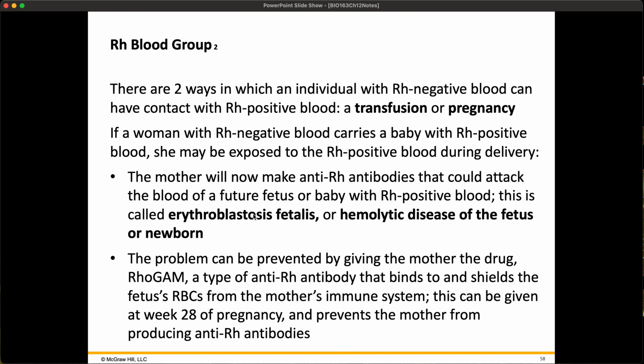Erythroblastosis fetalis. I've not heard that before, but hemolytic disease of the fetus or newborn is a more common name that you hear. They can be prevented. They give an injection called RhoGAM. So if the mother is Rh negative, at around 28 weeks of pregnancy, they give her a RhoGAM injection, and that prevents the mother's immune system from producing anti-Rh antibodies. It has to be done if she gets pregnant again. It's not a one-time thing. It has to be boosted, in a sense.